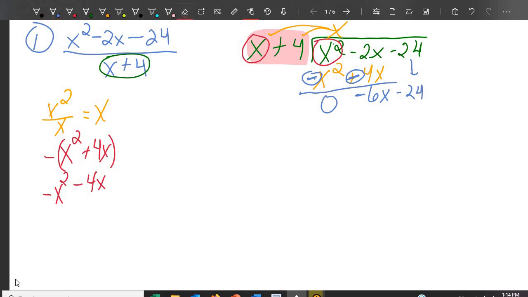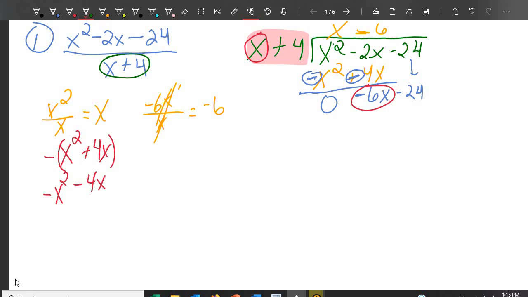Okay, now we're going to start over. We're going to take the minus 6x and divide it by x. So I'm going to come over here on the side. We've got negative 6x divided by x, which gives me, the x's cross out, and we're just left with negative 6. So negative 6 is what goes above the division symbol.